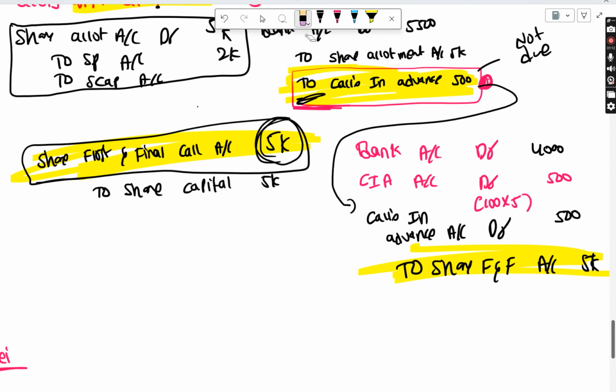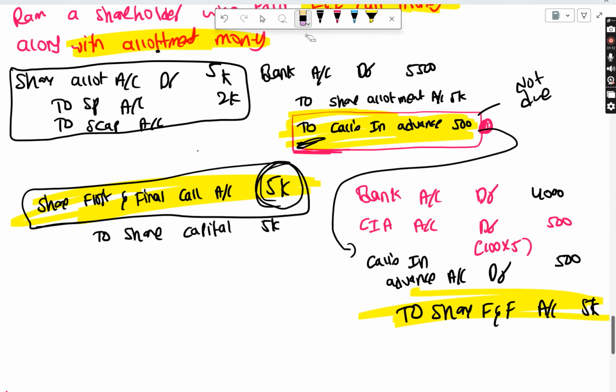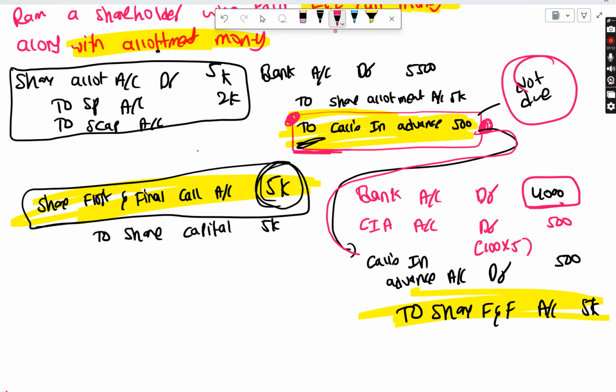Now, what happened here? Whenever somebody pays money in advance, we create calls in advance account because it is not due. When it is due, we are going to use money from that account. We are not going to call up and ask Ram again, because he already paid money. So that's why it is 4,000. Did you understand how we get this 4,000?